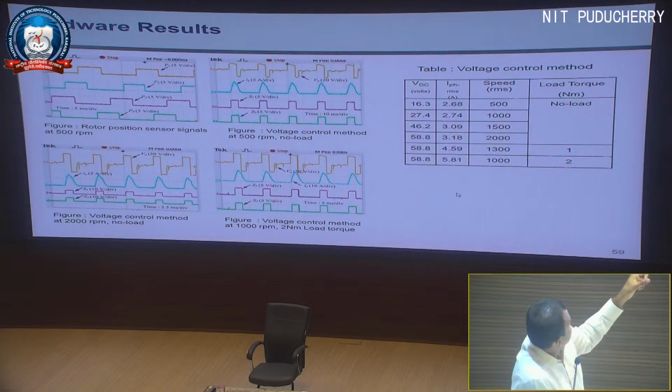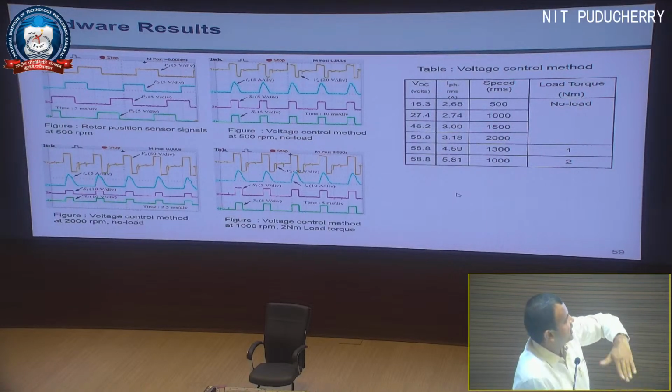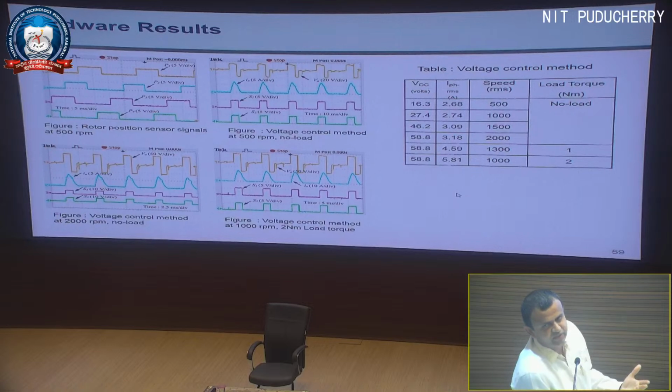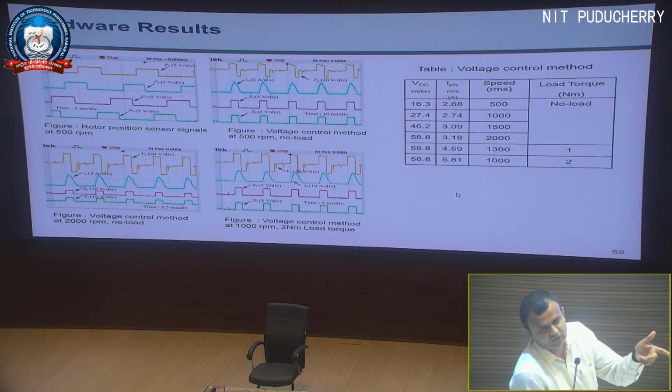This is for 500 RPM and 2000 RPM no load, and then we have applied torque as well as no load conditions also. Both the conditions are needed, because if you do the experiment with no load, then what is the purpose? It is of no use. You actually have to connect a load so that we can see whether our motor overcomes it or not, right?